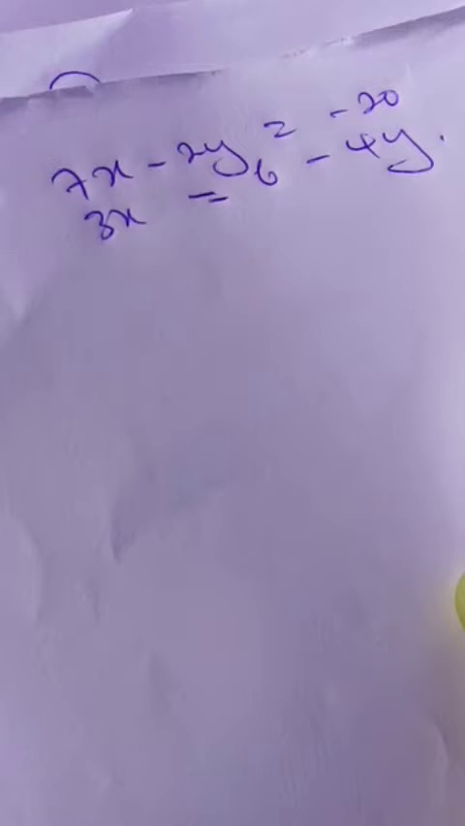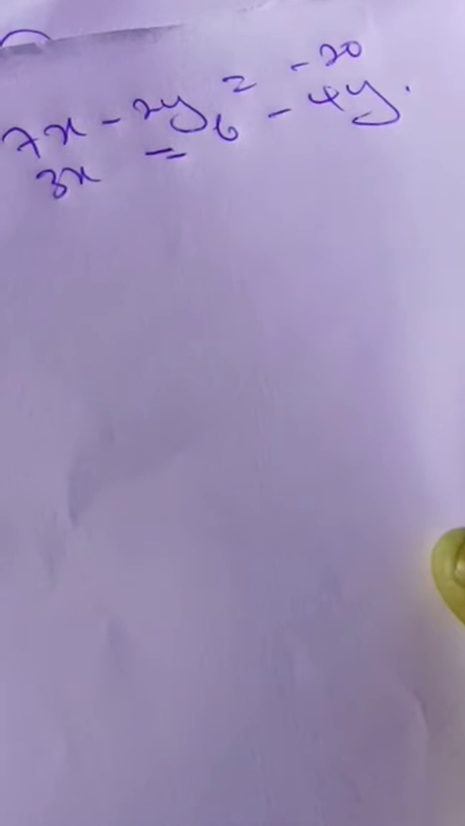So here we have our fourth question, which is 7x minus 2y is equal to minus 20. Then the other equation, 3x is equal to 6 minus 4y. As I told you earlier, in the first stage we have to rearrange our equations in the same order. Alright, let's rearrange our equations in the same order. 7x minus 2y is equal to minus 20. So we want to rearrange this equation in the same order. Alright, 3x, let's take minus 4y to the other side. You get a positive 4y is equal to 6.